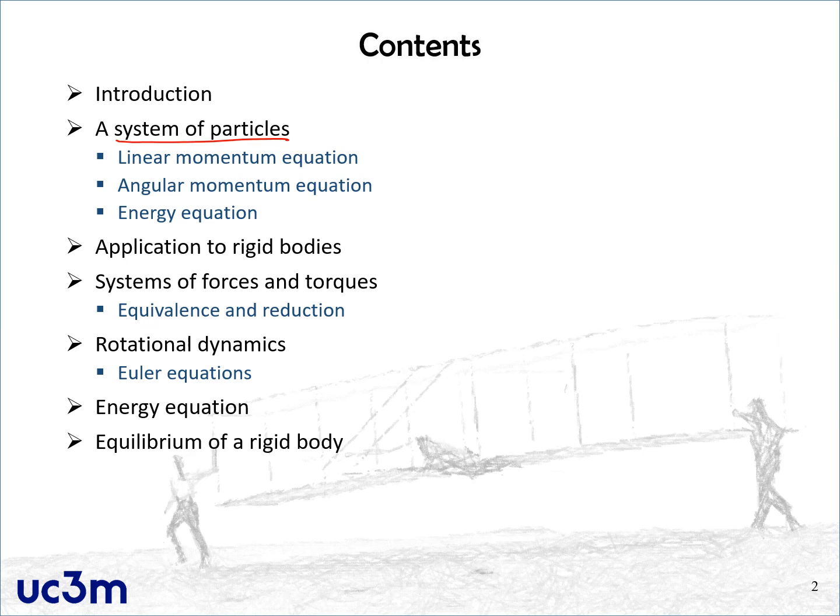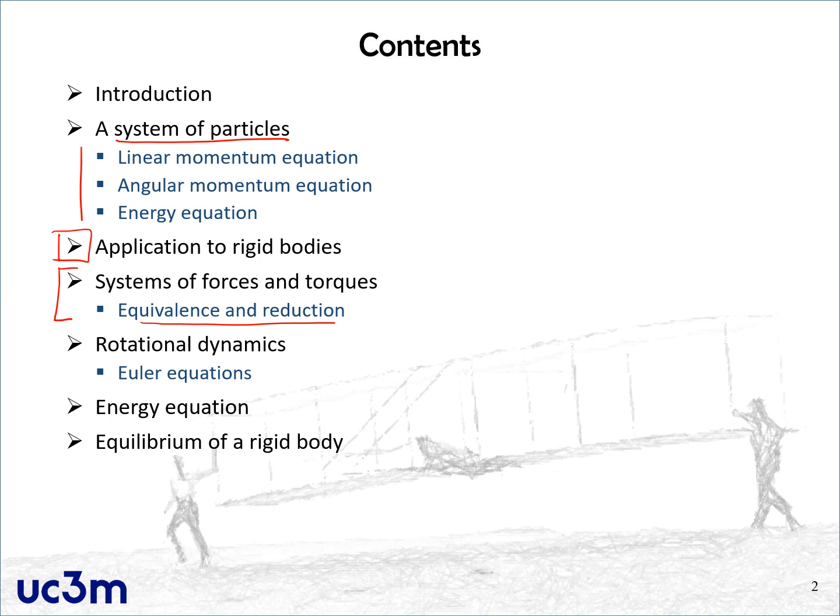from where it is possible to derive the equations for the evolution of a number of global quantities. Thinking of a rigid body as a collection of point particles that are linked together by the rigid body constraint, we will then apply these equations to a rigid body. After that, we will focus our attention on the discussion of systems of forces and torques, and we will derive an important theorem about the equivalence and reduction of this system of forces.